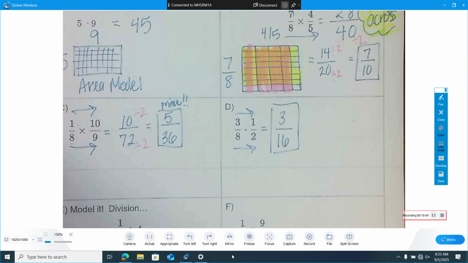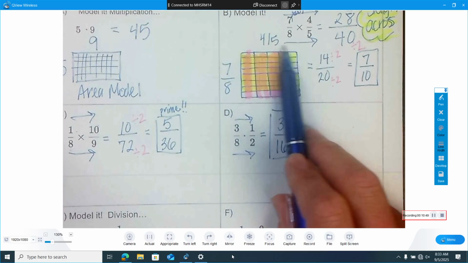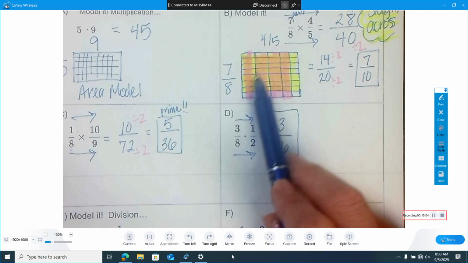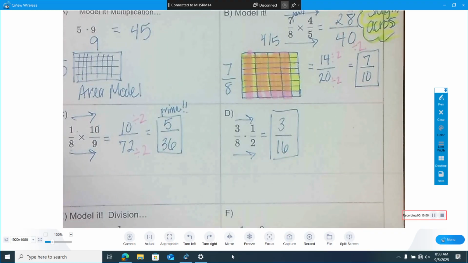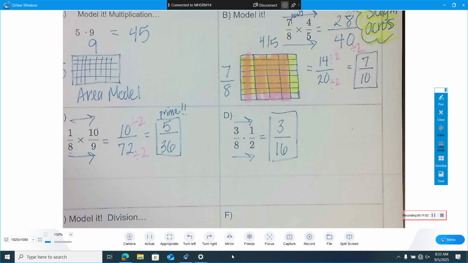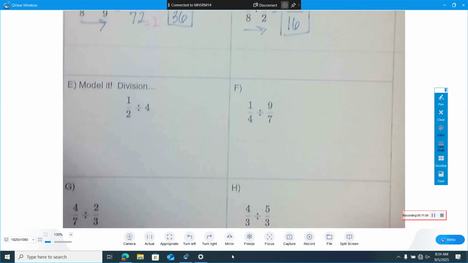Okay. Did you learn how to model fractions multiplication this way? No. You probably did it a couple of times, but I never used that model. So this model is actually in Delta Math, and it's pretty cool. I like it. It's fun. Maybe one day if I'm bored, we'll do it.